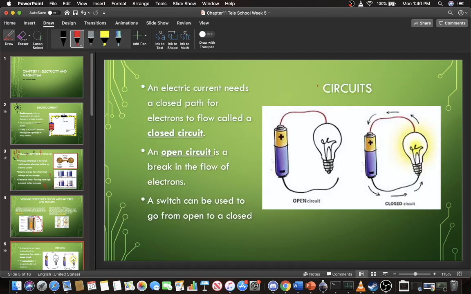So a circuit, as I talked about in the last slide, is talking about how an electric current needs a closed path for the electrons to flow. If you have an open circuit, there becomes a break here, and then you won't be able to get that transfer of electrons. That also makes sense because if you have a giant hole or a giant place where everything can escape from, you're not going to have that flow going well.